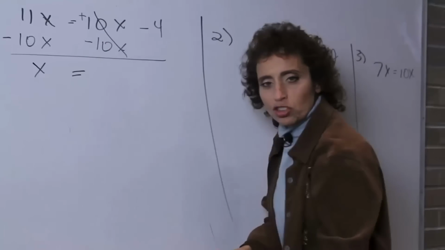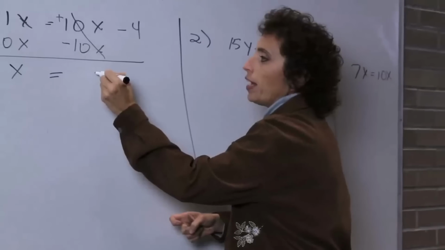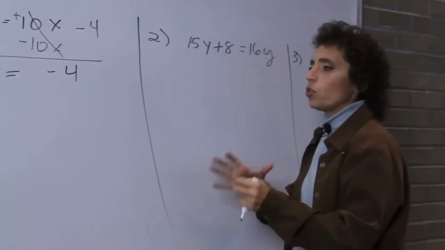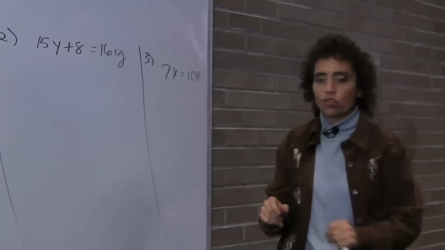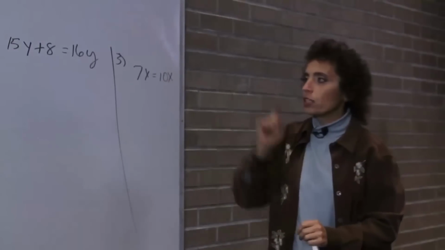Good night, because that's 0. They're opposites, and that equals negative 4. So x equals negative 4. And I'm not going to do the check. You can do the check. Okay? Let's take a look at this one.